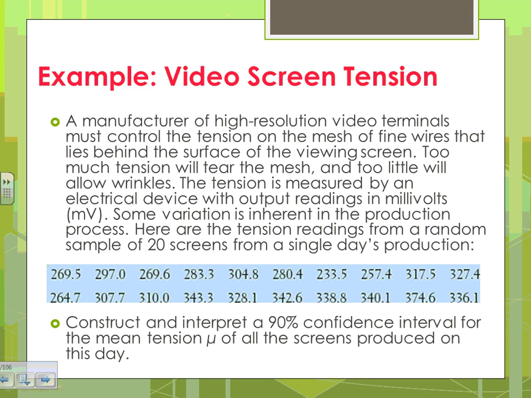All right, video screen tension. A manufacturer of high-resolution video terminals must control the tension on the mesh of fine wires that lies between the surface of the viewing screen. Too much tension will tear the mesh, and too little will allow wrinkles. The tension is measured by an electrical device with output readings in millivolts. Some variation is inherent in the production process. Here are the tension readings from a random sample of 20 screens from a single day's production.